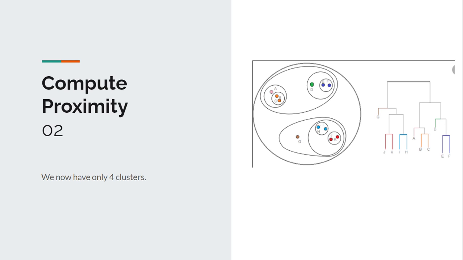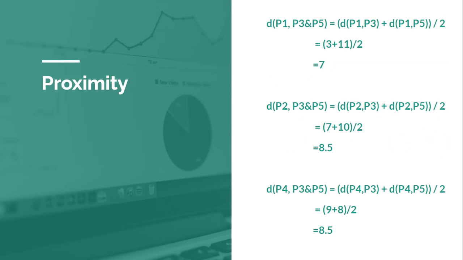Next step is to compute proximity. Now we have only 4 clusters: P1, P2, P4 and P3, P5. So we update the distance between them. To compute the distance between P1 and P3, P5, we take the average of the distance between P1 and P3 and the distance between P1 and P5, which is 7. Similarly, we compute all the distances.